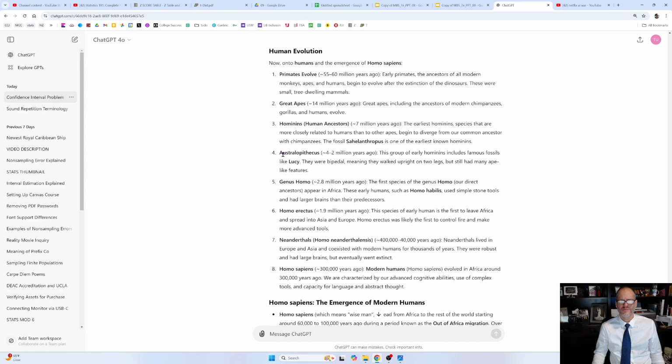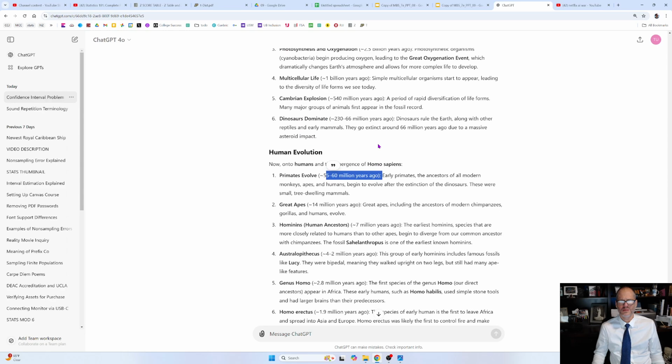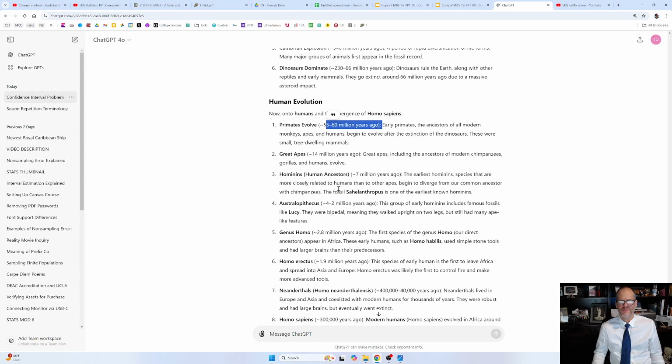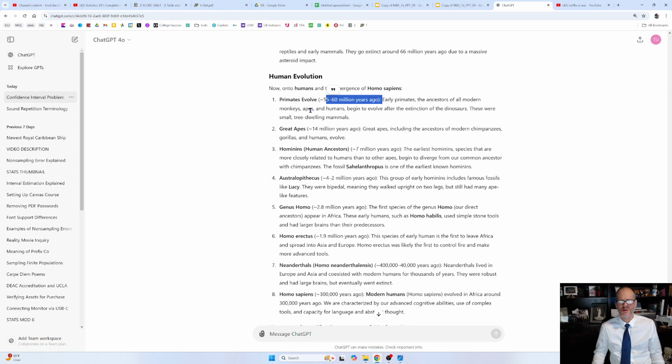Human evolution. Now on to humans and the emergence of Homo sapiens. Primates evolved 55 to 60 million years ago. Early primates, so 60 million years ago, right? So dinosaurs go away, and then humans emerge 11 million years later. Or primates do. The ancestors of all modern monkeys, apes, and humans begin. Isn't that interesting? We're all in that category of monkeys and apes. They begin to evolve after the extinction of the dinosaurs.